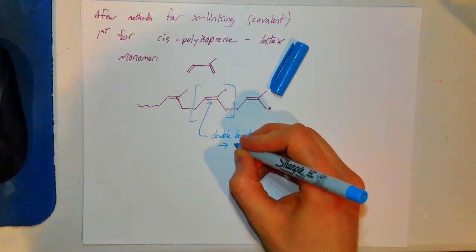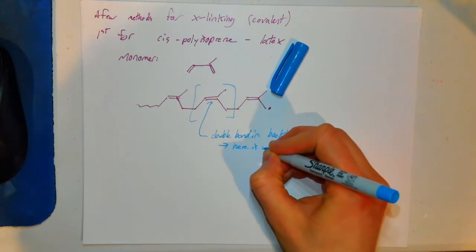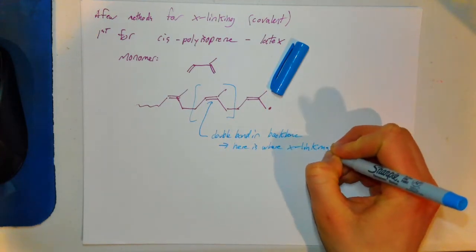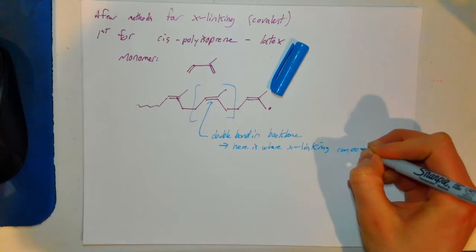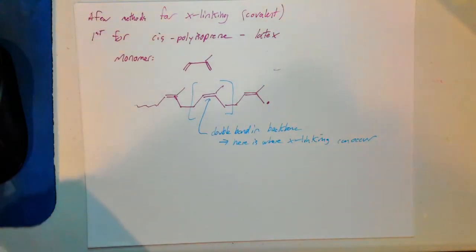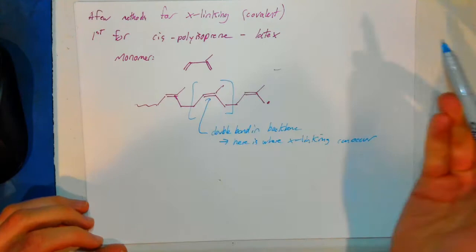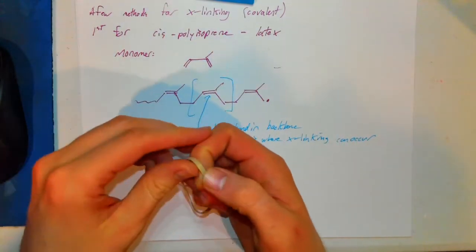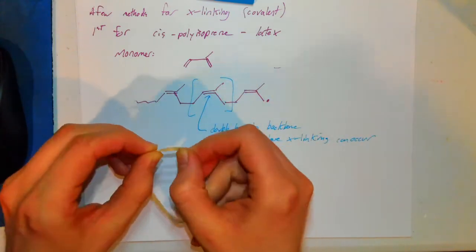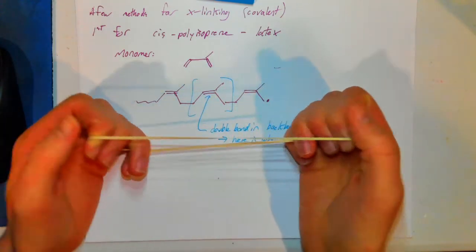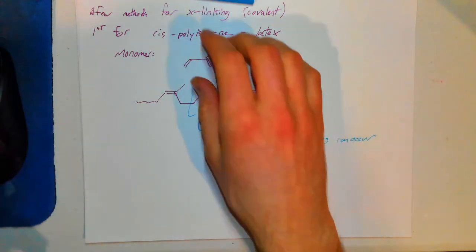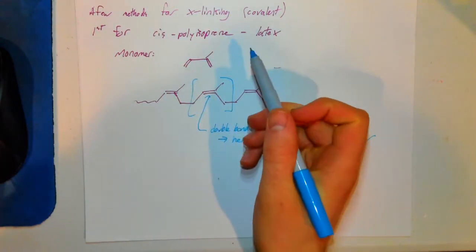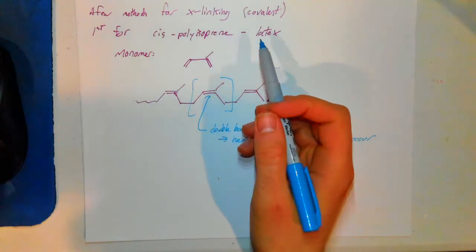Basically, here's where the cross-linking can occur. Why might we care about cross-linking cis polyisoprene, right? Well, it turns out that latex, by itself, has pretty poor mechanical properties, right? Like these rubber bands, I can just break them. Rubber gloves, rubber balloons, not a super strong material here.